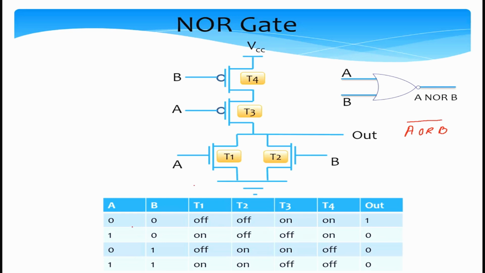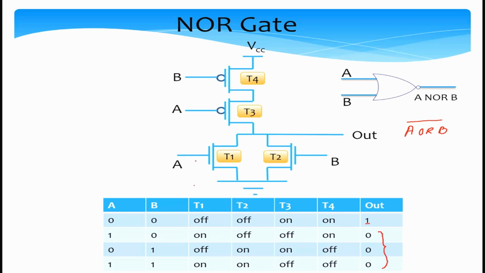So let's consider the combinations of values. For 0 and 0, 0 or 0 is 0. So the NOR of 0 and 0 is the NOT of 0, which is the logical 1. For all the other combinations of A and B, which are 1, 0, 0, 1 and 1, 1, A or B is equal to 1 and its complement is 0. So that's the reason all three of these values are zeros. This is exactly what we want to compute via these 4 transistors.